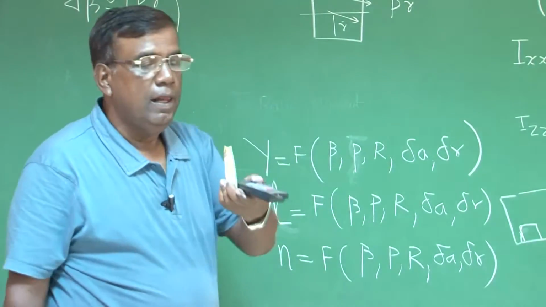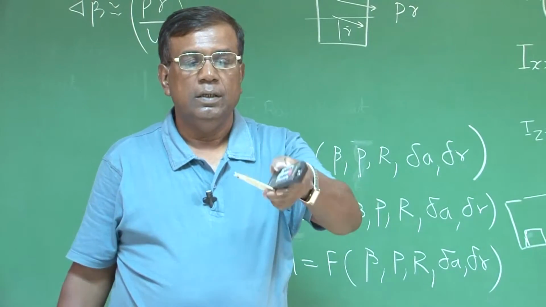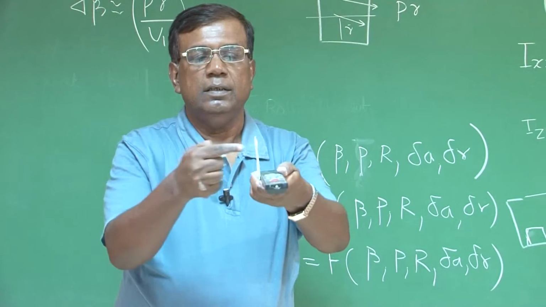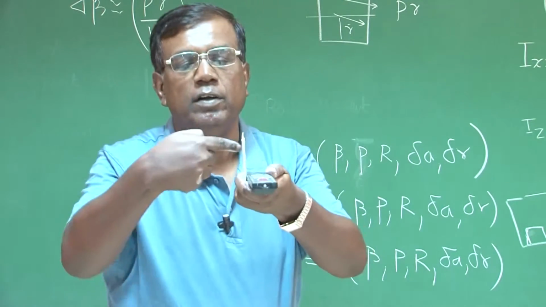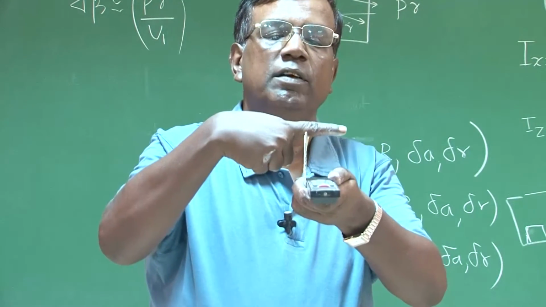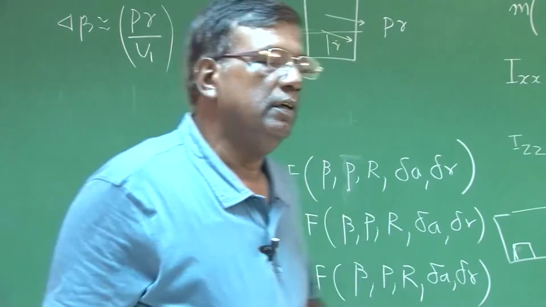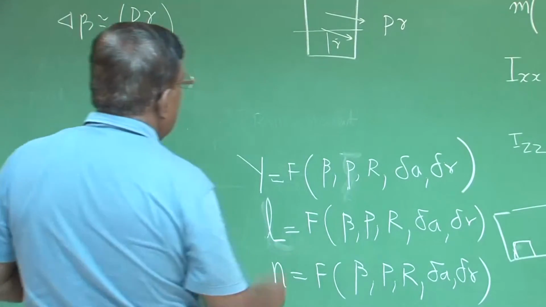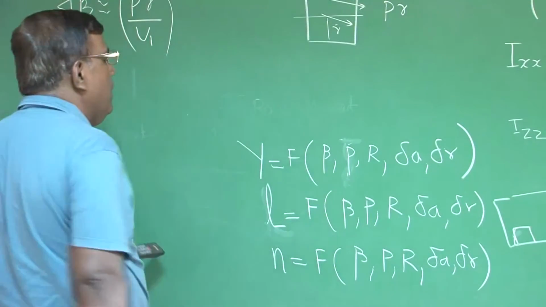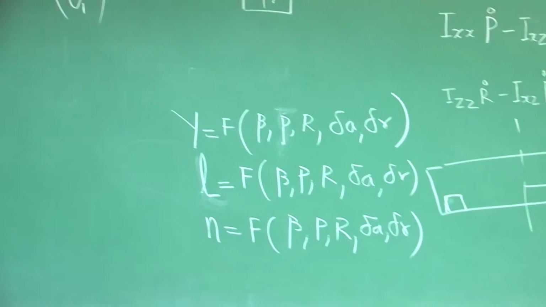This part clear? As I rotate it like this, there is a p r relative air speed, moving forward. So, there is a beta, and this will give a side force in this direction. So, it is correct to assume that because of p there will be side force.